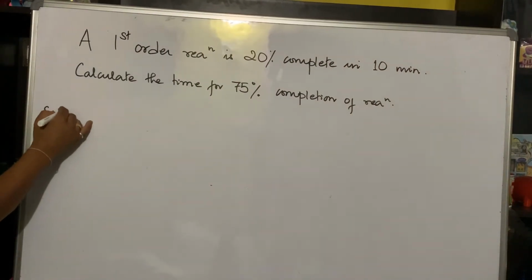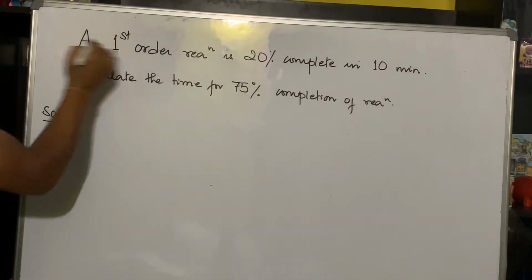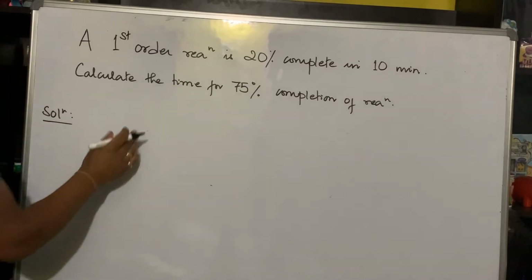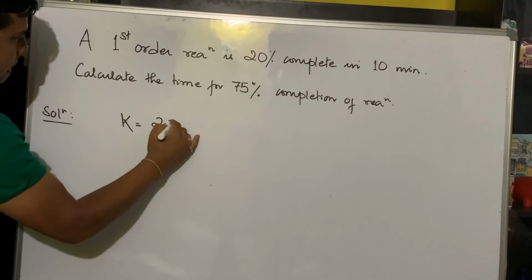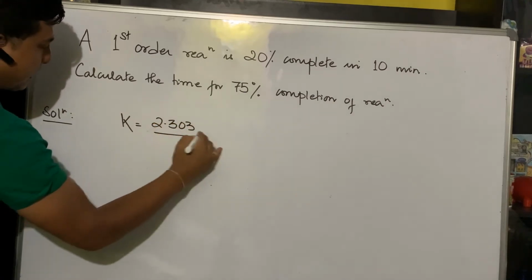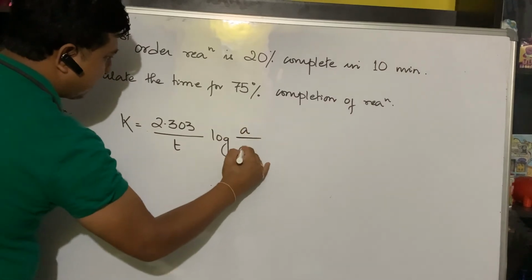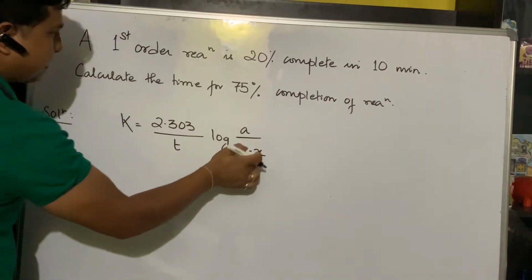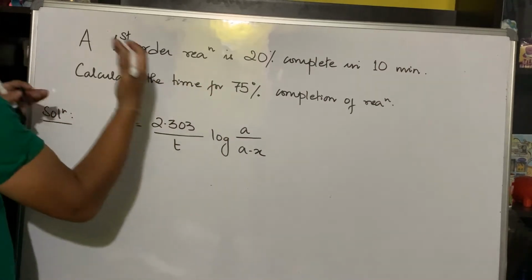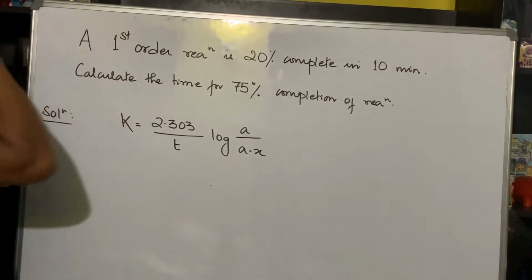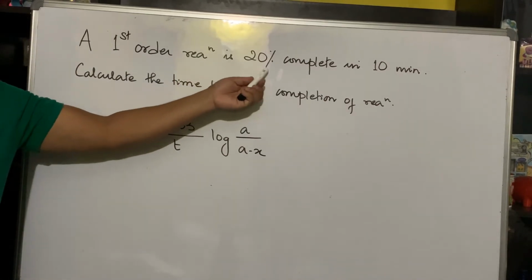So the question is very much clear. It says that it follows the first order kinetics. So what is the integrated rate expression? So k is equal to 2.303 divided by t log a by a minus x, or capital A naught by A. Now let us look at this first line. A first order reaction is 20% complete in 10 minutes. Again, it is given in percentage.